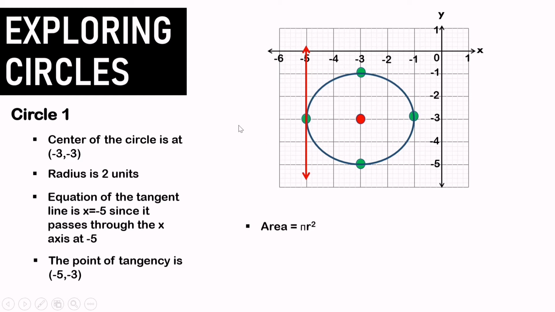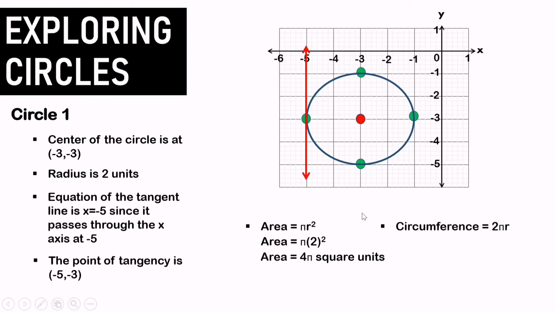Okay, our area is equal to pi r squared. So, we substitute the radius, 2, for r. So we have pi times 2 squared. 2 squared is 4. So our area is 4 pi square units. We were not given whether the unit is meters, feet, or something else, so we just write square units.